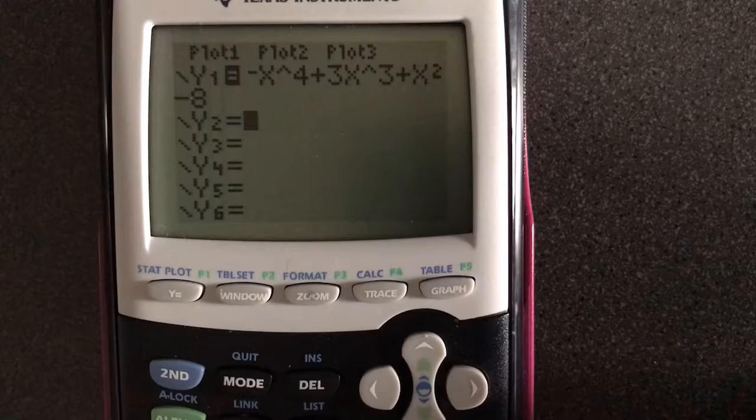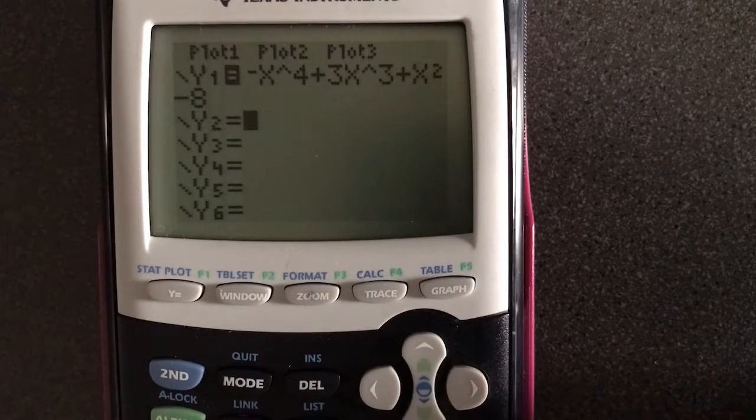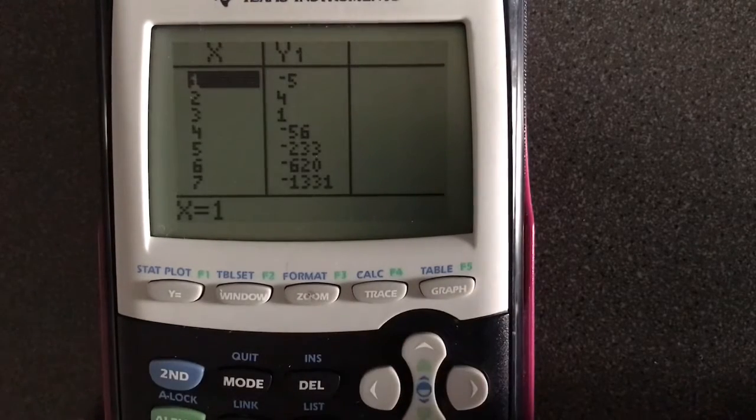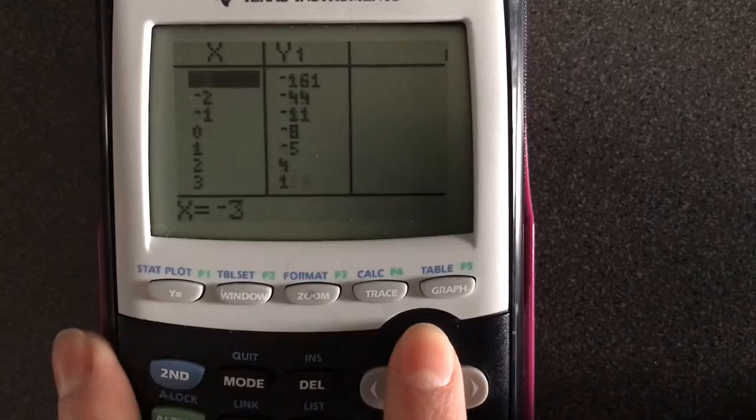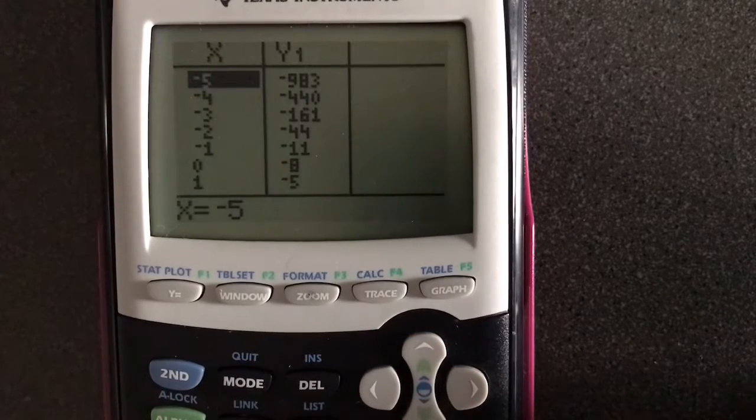So before we know what we need our windows to be, what we need our x and y to be scaled by, we can take a look at our table feature, remember, to give us a clue of what our values are going to be. So if we hit second graph, notice it says table. We'll take a look at some of these x and y values. As we arrow up and down, we can see how wide our range of values will be.